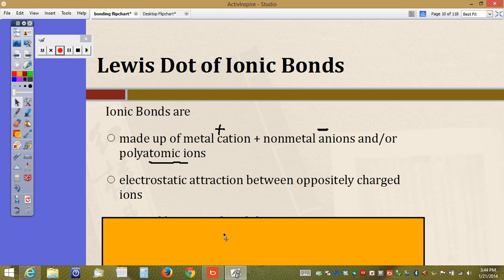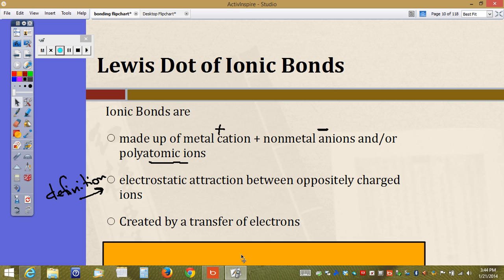The definition for an ionic bond, this here's our definition, is an electrostatic attraction between oppositely charged ions. So after we've made the positive ion and after we've made the negative ion, the two are going to come together and form the bond.